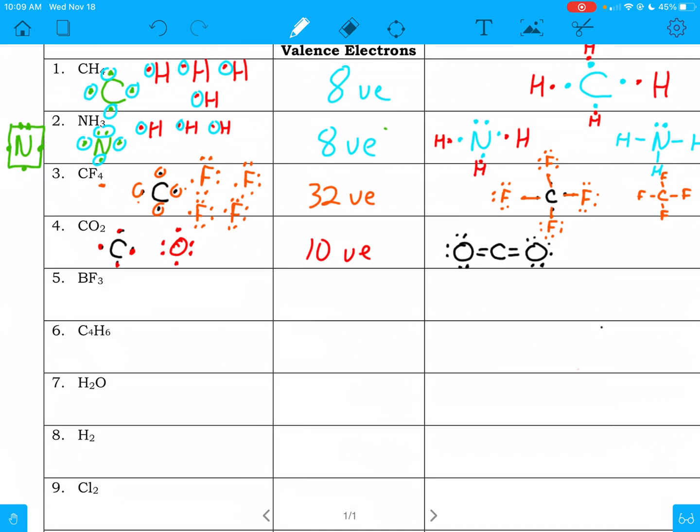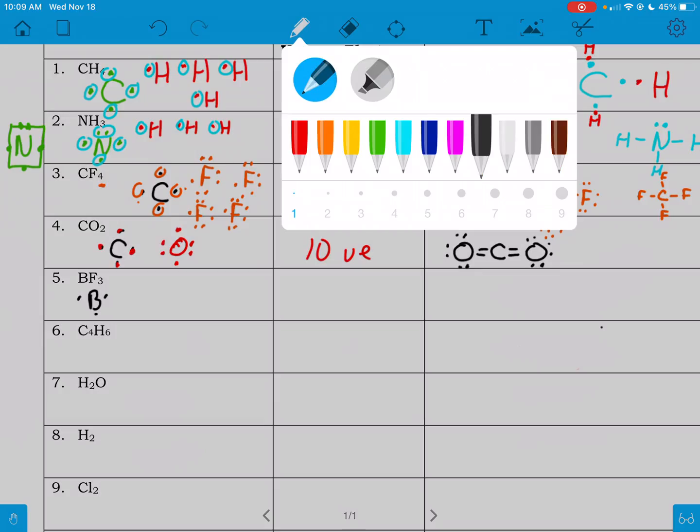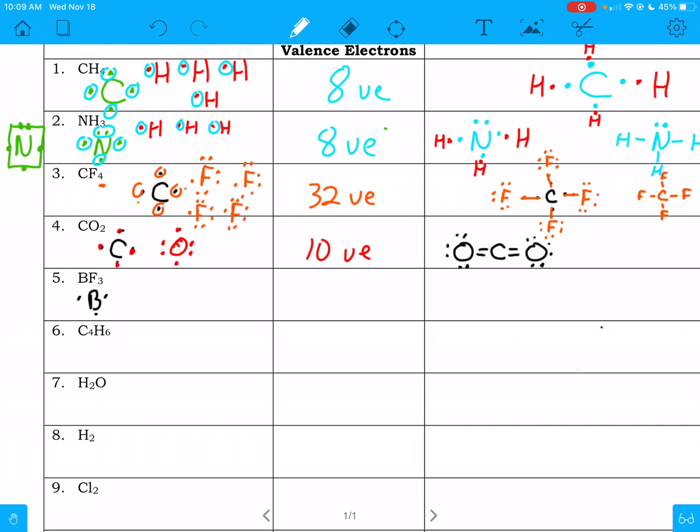Let's look at boron. We know that boron is in group 13. That means it has 1, 2, 3 valence electrons. And we already know something about fluorine, don't we? Fluorine has 7. So each fluorine, 1, 2, 3, 4, 5, 6, 7. And then another fluorine, 1, 2, 3, 4, 5, 6, 7. And another fluorine, 1, 2, 3, 4, 5, 6, 7.